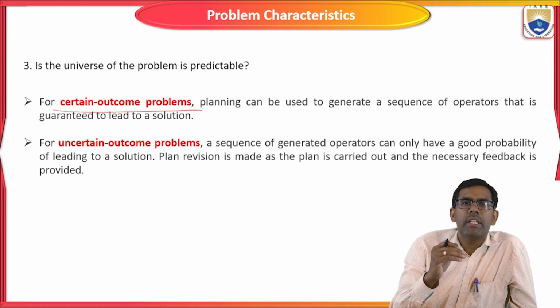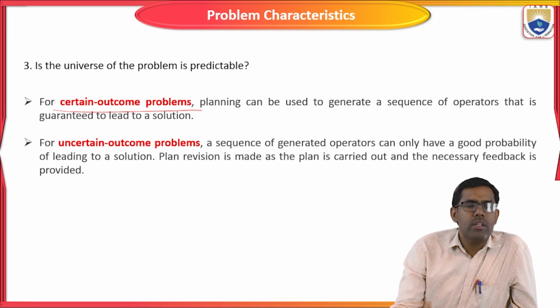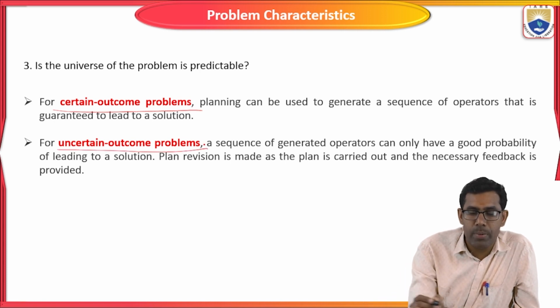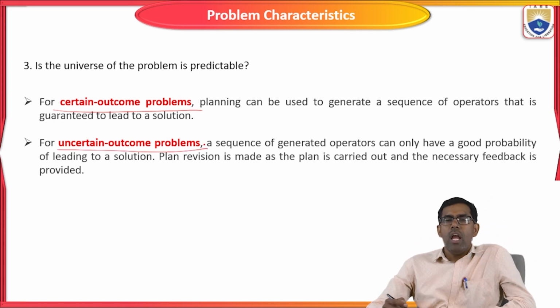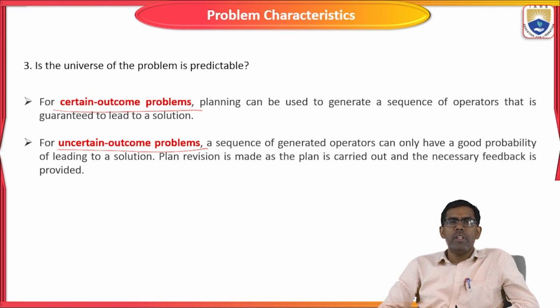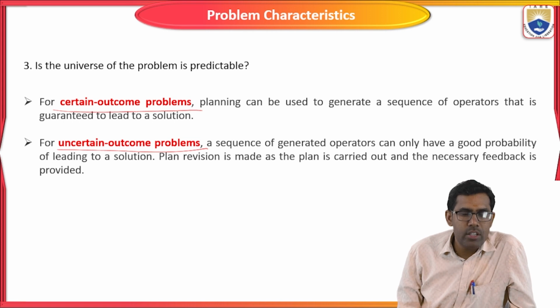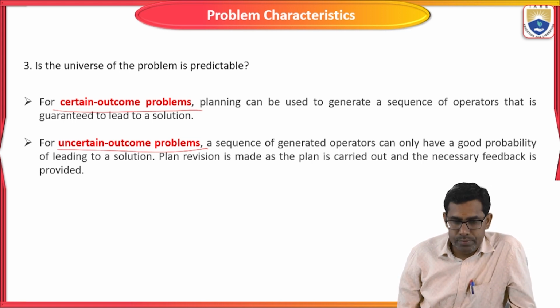You use certain outcomes, certain operators, some techniques. The second one is uncertain outcome problems. The sequence of generated operators can only give a good probability of leading to the solution. If you have some problems, you need knowledge about the particular problem. Then only will it be easy to give good solutions. That's the concept of the universe of the problem being predictable.